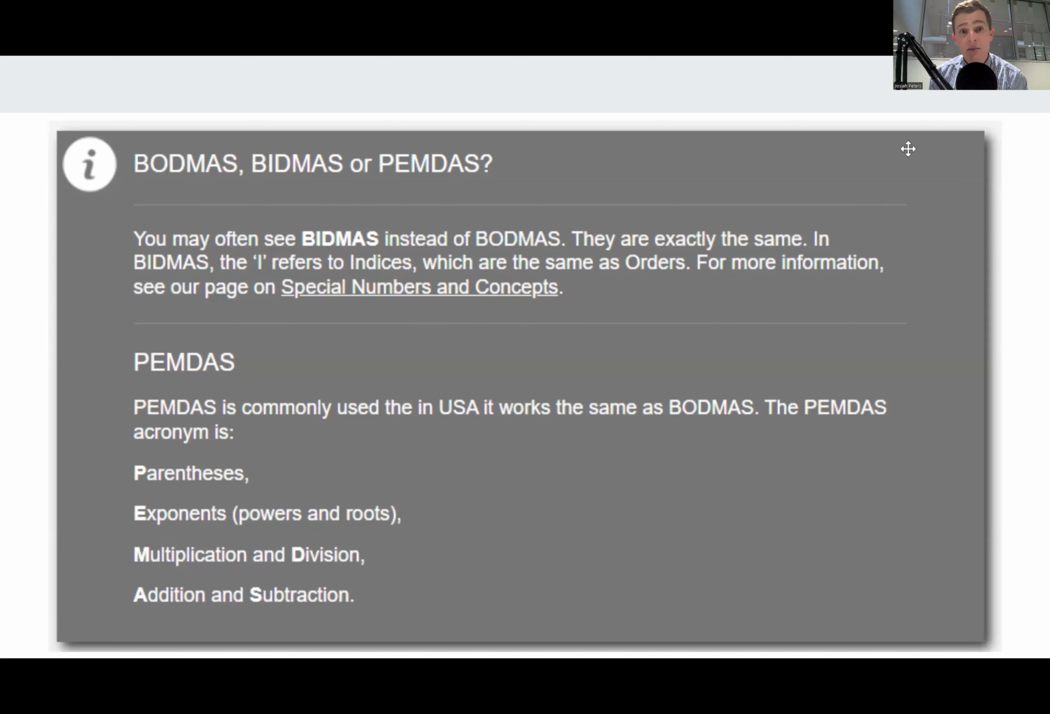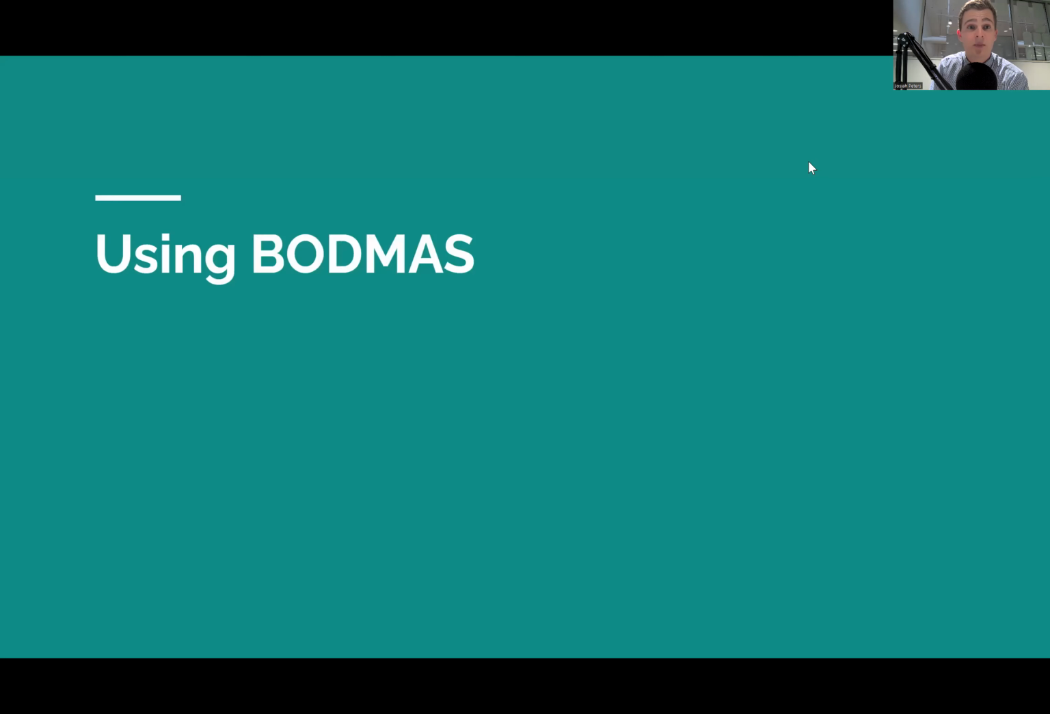BODMAS is the same thing as BIDMAS, which you might have heard before. They're the exact same thing, whereas in BIDMAS, the I refers to indices, which is the same as orders. It's just a different language. Otherwise, you might have heard of PEDMAS, which is commonly used in the USA. But again, it's a very similar thing in the way it works. But here I'll be referring to BODMAS for the remainder of this video.